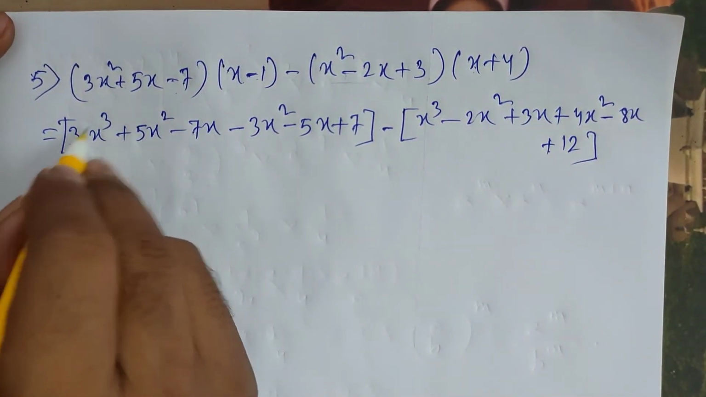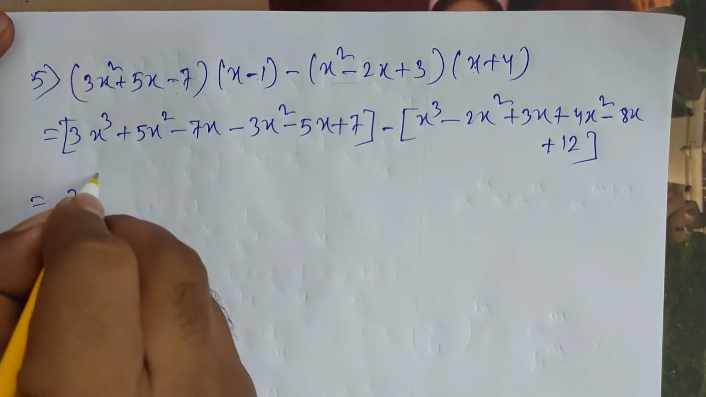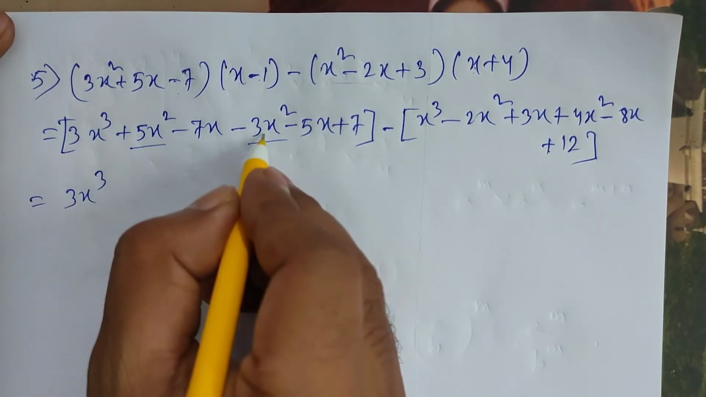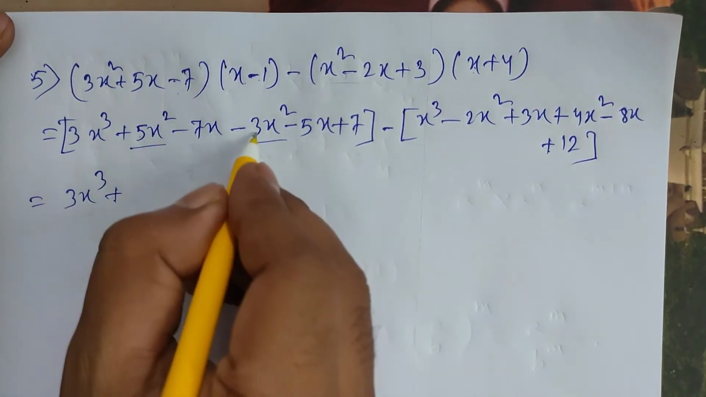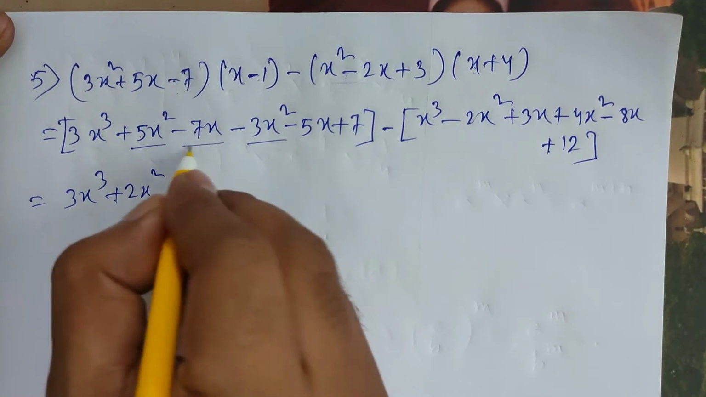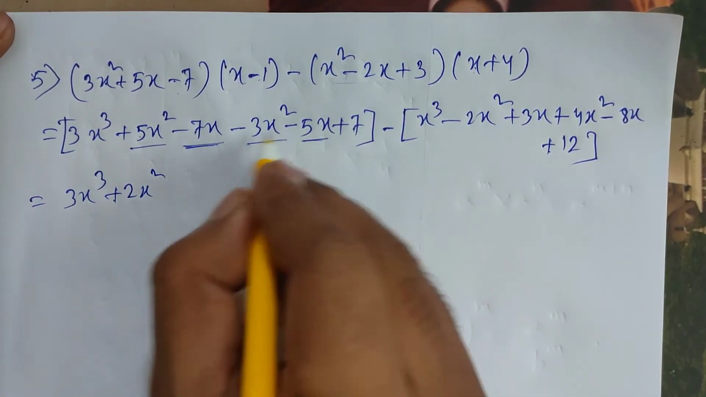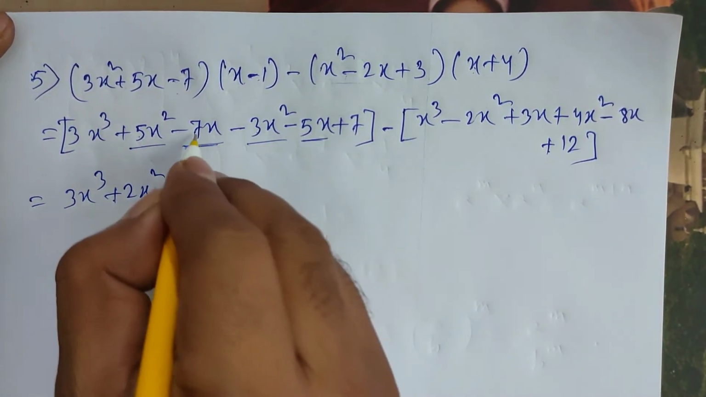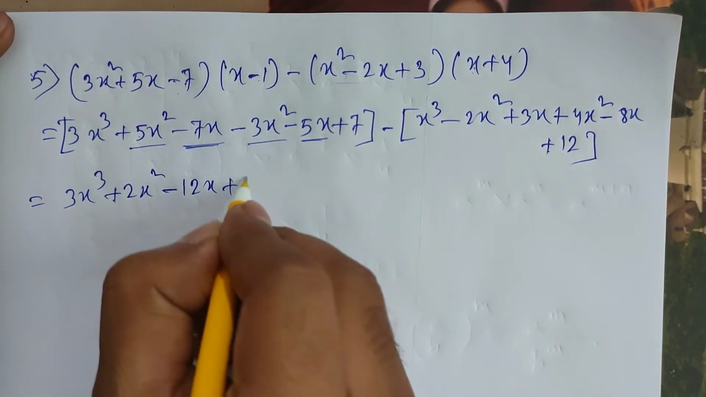So x cube, only one term is there within this part, total this part, so 3x cube. x square is here and x square is here, this one is positive, this one is negative, so you need to subtract, greater number symbol positive, 5 minus 3, that means 2x square. Here is a minus 7x, here is a minus 5x, that means both are same sign, we need to add and greater number symbol minus, 7 plus 5 that means 12x, and then number 7.